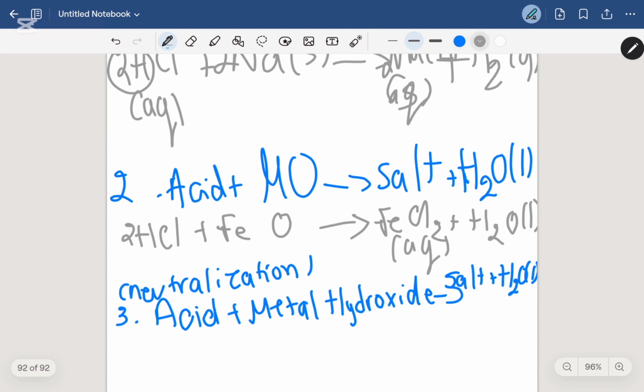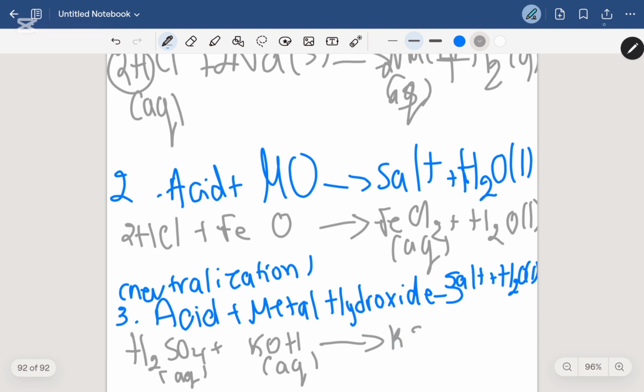If we are going to take an example, for example, H2SO4 plus KOH, which is a metal hydroxide, it will then give us, also remember this is aqueous, and this is also, I believe, aqueous. It will give us a salt. What is the salt? This salt is K2SO4. This is our salt and it is aqueous, in addition to water.